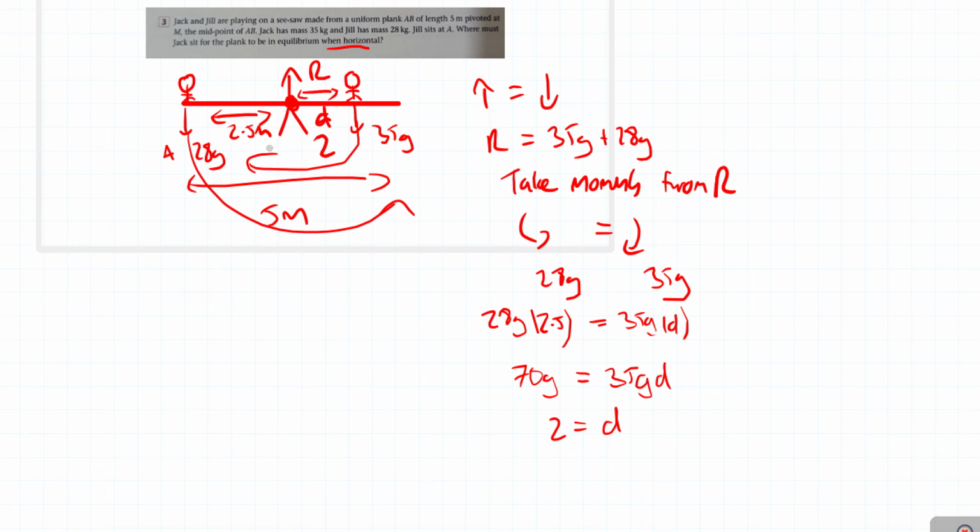This question is not super clear because usually it tells you where must Jack sit, so that doesn't really clear. So as long as you make it clear when you set up your question what you're looking for, that should be fine. In the exam question, it will be much clearer where is Jack, where is the position he's sat from. Here we've just assumed it's from the centre.